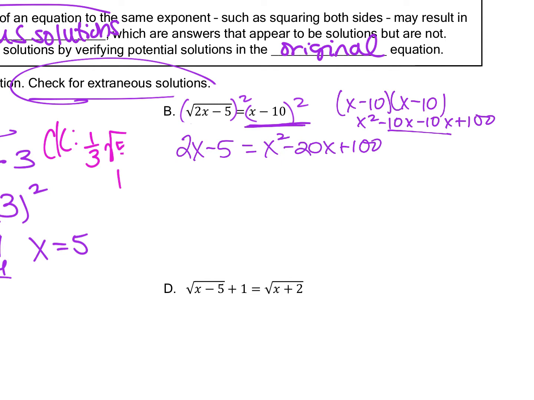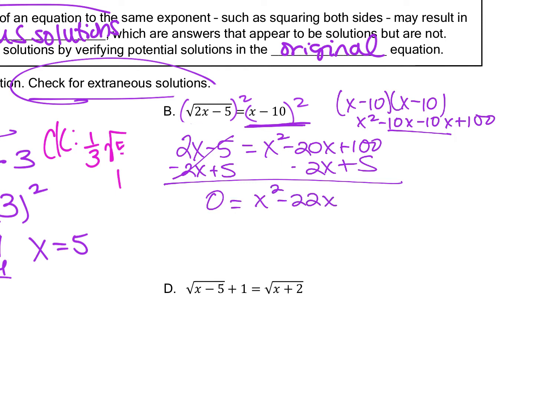So now I have a quadratic equation that I need to solve. So I'm going to set it equal to 0. Doesn't matter which side you move everything to. And then I'm going to solve it. Now you can use whatever method you want. You can graph it, find the roots, you can factor it, you can use the quadratic formula. Remember, the quadratic formula is the one that works every time. So your choice, you can do whatever you want.